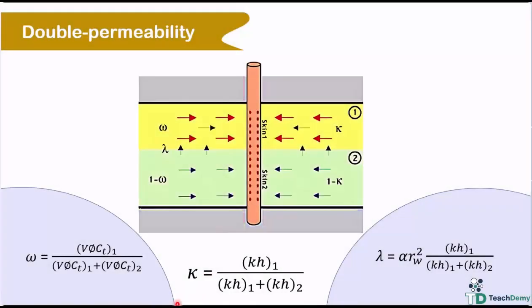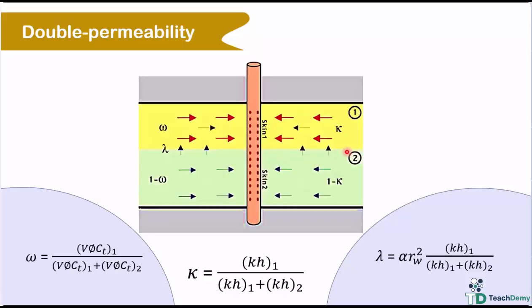The next model we want to discuss is the double permeability reservoir model. In this type of reservoir, we have two layers, as you can see in the schematic. The first layer has a higher permeability, while the second layer has a lower permeability compared to the first one. Now, because of this contrast in permeability, after production starts, a pressure difference develops between the two layers.